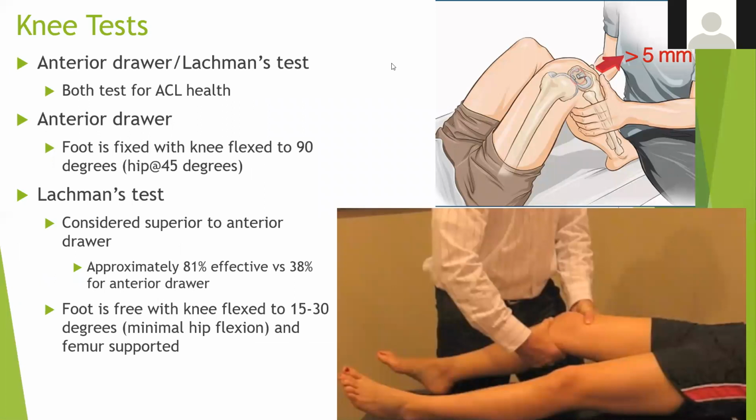If you do an anterior drawer test or a Lachman test, which is much more common now, what is happening here is your knee is flexed and the physician will usually just hold on to your thigh for support, but then he's going to hold on to your calf and pull up. This is important because it is going to test for your ACL. He's pulling up on it, so that is a forward and backward movement. Forward and backward means that you are going to test for ACL health.